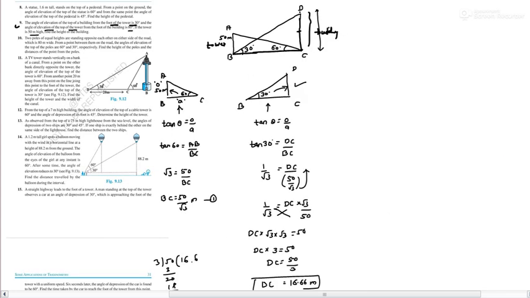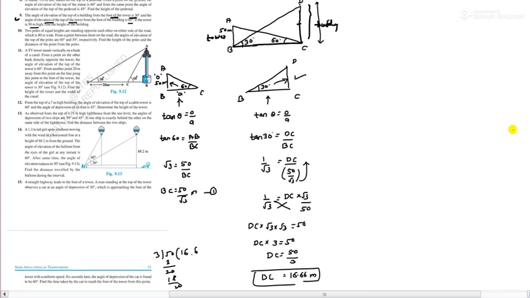So have you guys understood this? If you have any doubt, you can raise your hand.